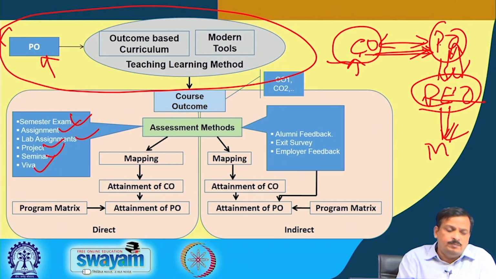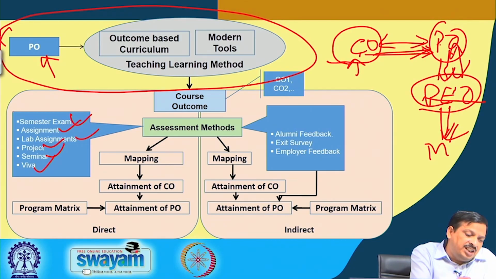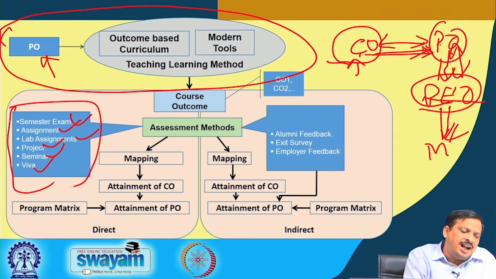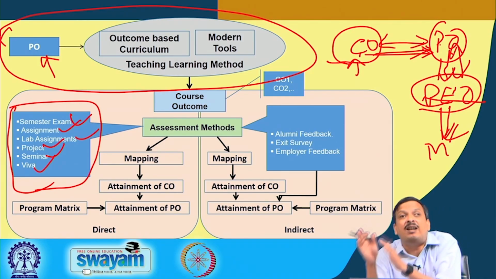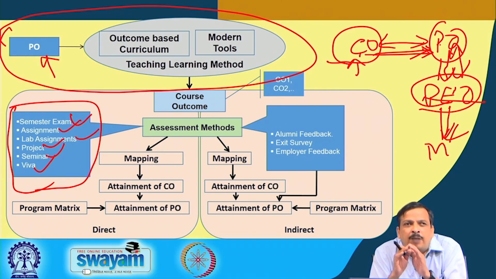Okay? Now, if you see here, I have not included the class test, quiz, or periodic assessment in the attainment calculation. Why? Because periodic assessment is not used for students' evaluation. Why? Because the purpose of periodic assessment is to provide feedback or provide remedial lessons to the students.